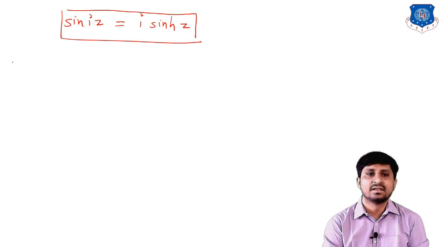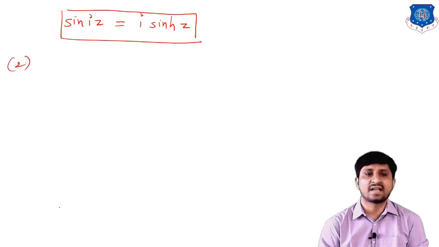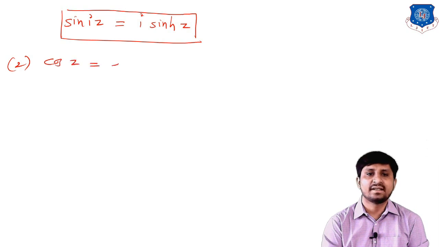And the second one is cos iz. What is the formula for cos z? Cos z is nothing but e raised to iz plus e raised to minus iz divided by 2.